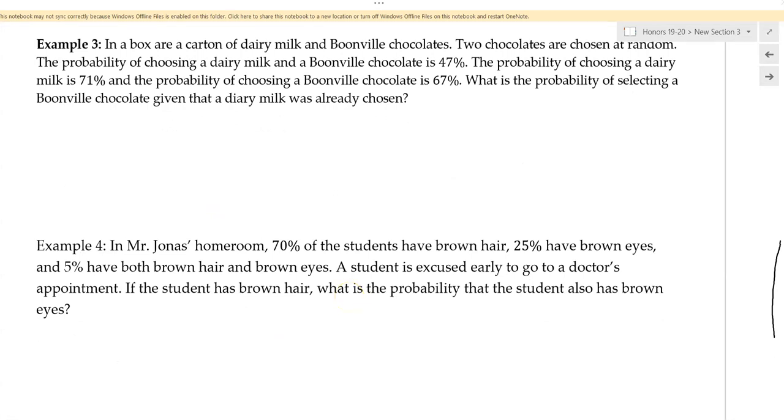In a box are a carton of Dairy Milk and Boonville chocolates. 2 chocolates are chosen at random. The probability of choosing a Dairy Milk and a Boonville chocolate is 47%. The probability of choosing a Dairy Milk is 71%. And the probability of choosing a Boonville chocolate is 67%. What is the probability of selecting a Boonville chocolate given that a Dairy Milk was already chosen? So this is what I'm finding: the probability of selecting Boonville given dairy.